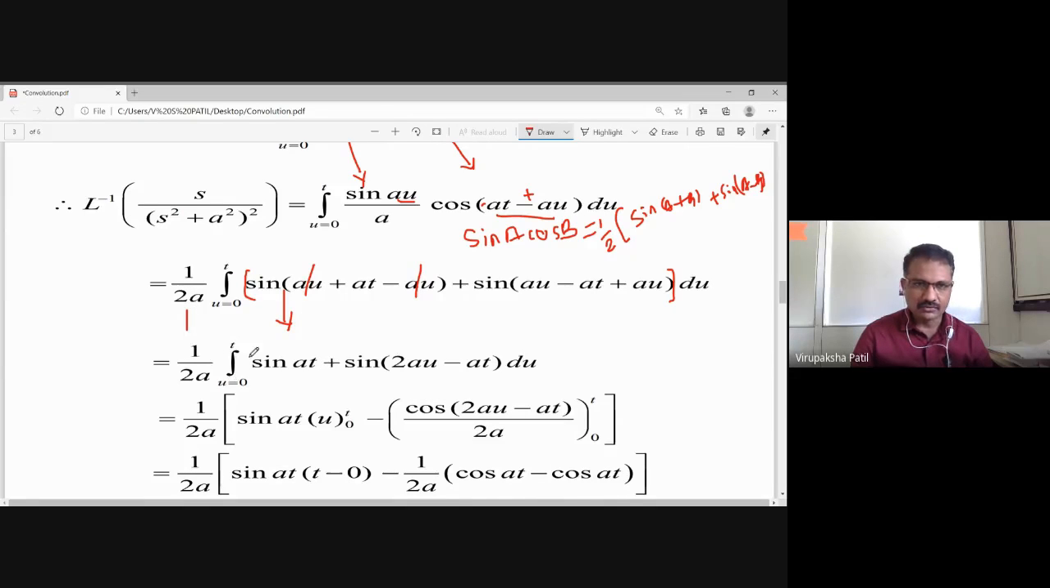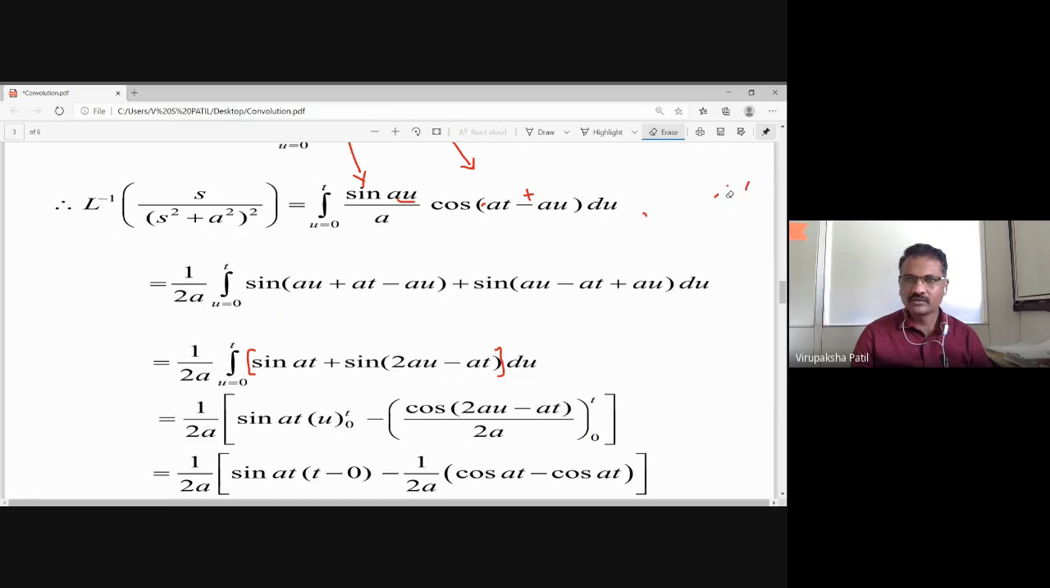Integration u is equal to 0 to t. Then this is a sine at. Then this becomes sine au plus au, which is sine 2au, minus at as it is. Is that clear? See, remember these formulas. These are going to appear in this convolution theorem frequently, often and often.